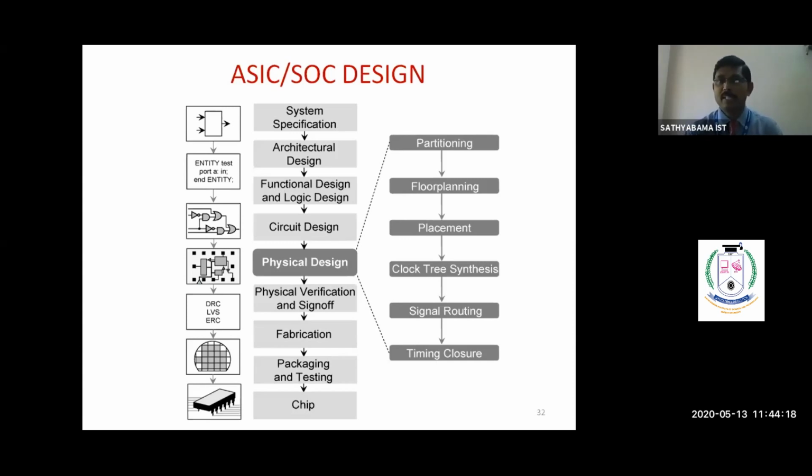What is meant by partitioning? Suppose, for example, you are going to construct a house. First we are going to decide the total size of the house. Then we are going to decide how many blocks or how many rooms we are going to keep in our house. So 2 bedrooms, 1 kitchen, 1 dining hall, 1 hall, like this we decide.